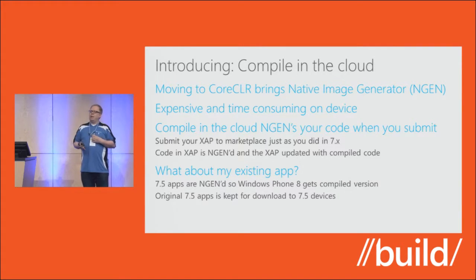So you submit your ZAP just as you do today, and even if you're submitting a 7.x, a 7.5 application into our marketplace, you submit the ZAP. We then, at ingestion time, will go away, split out that ZAP, and NGen all the IL into native code, and then rebuild the ZAP. And what we do is we create two copies. We create an 8.0 version with the native code in it, and we keep the 7.5 version, so that your users get the right version. You don't have to worry about having to manage multiple things. You just ingest one ZAP, and we deliver the 7.5 version with IL to older Windows Phone 7.5s, and 8.0 gets the native code. So the great thing here is you get a performance boost just by your users using Windows Phone 8.